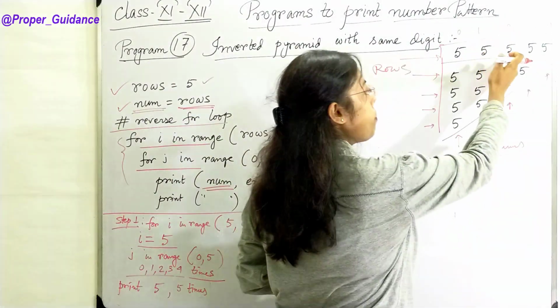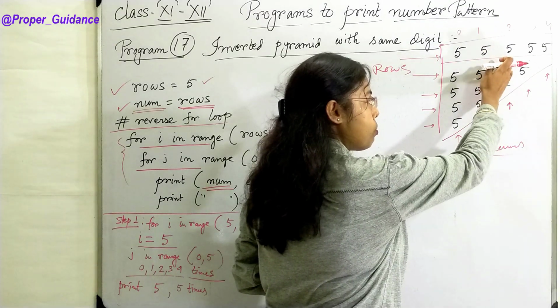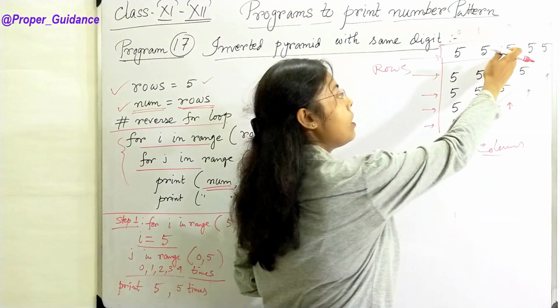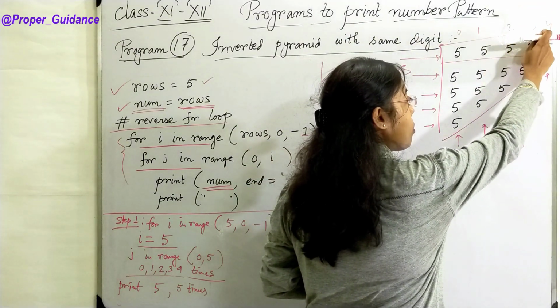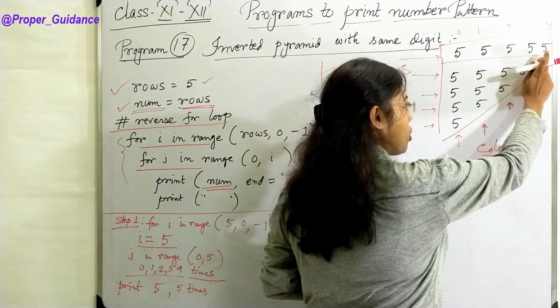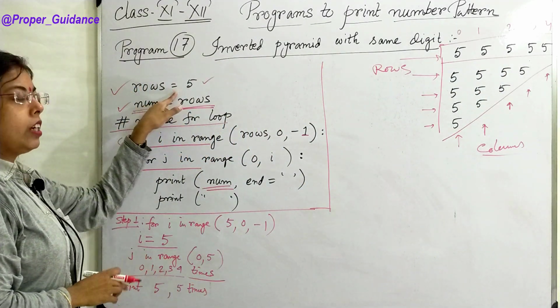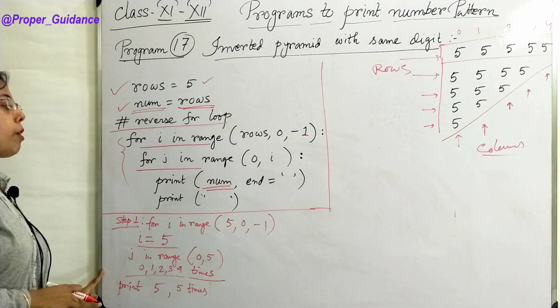When j equals 2, it will print num, which equals 5. When j equals 3, it will print 5, that is num equals 5. When j equals 4, it will print num, and that num equals rows, which equals 5. Clear? This is our step 1.